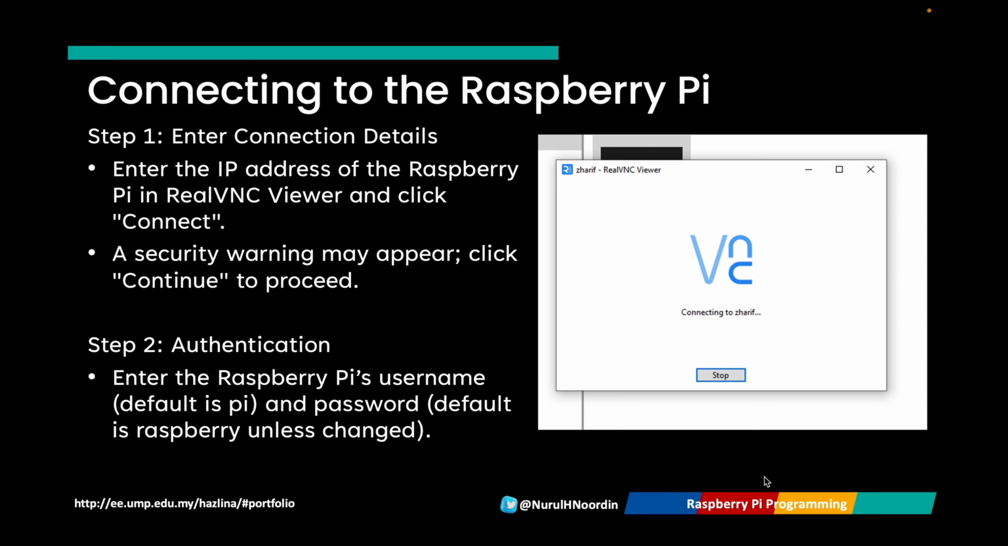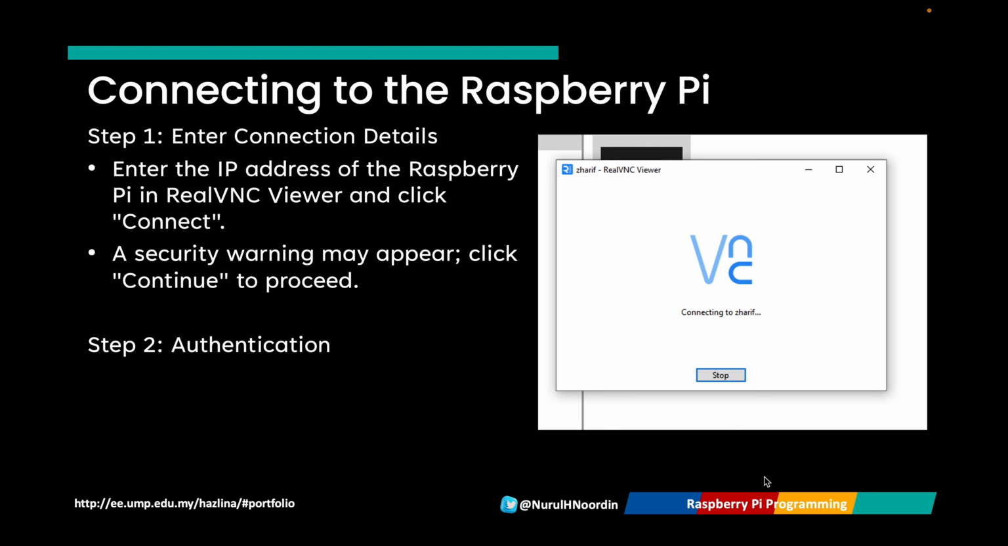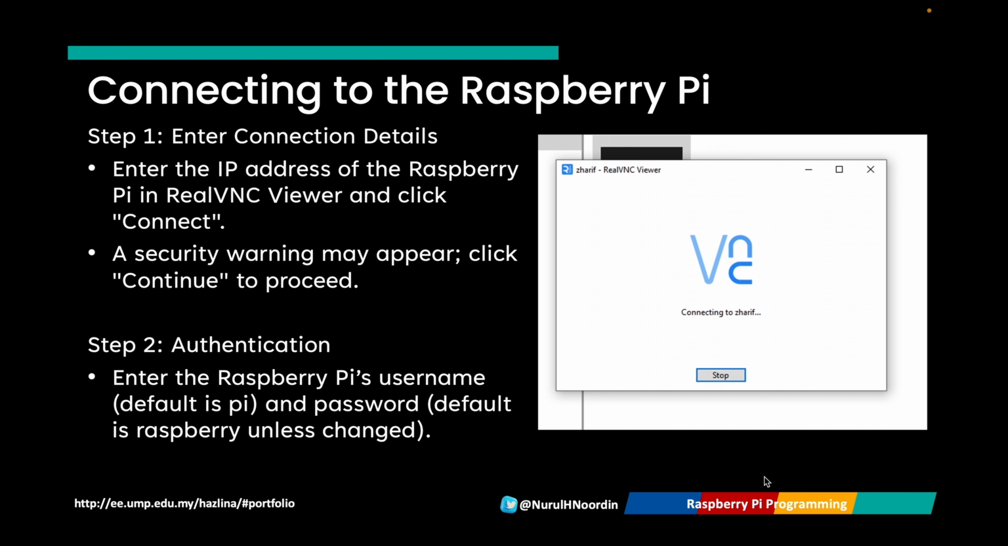So now, you can have your Raspberry Pi to be controlled remotely. Step number 2 is the authentication. Enter the Raspberry Pi's username. Default is Pi. And the password default is Raspberry, unless changed.